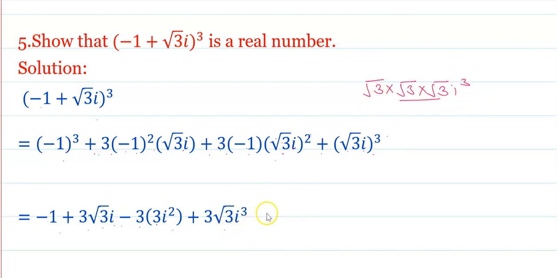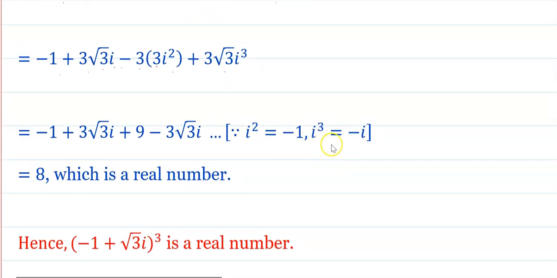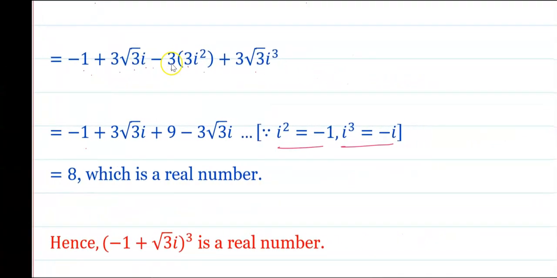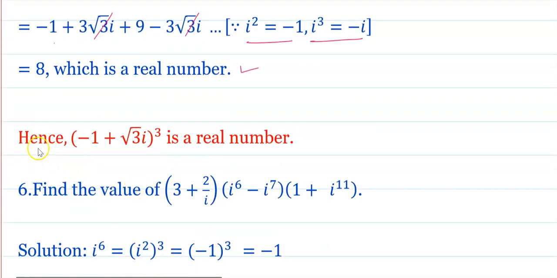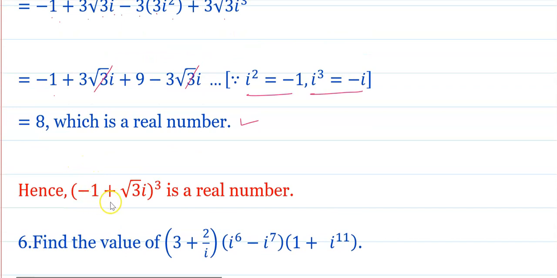Next I cube. Again, I cube means what? Minus I. I square means what? Minus 1. Minus 1 is as it is. Plus minus 1. 3 root 3 I square is minus 1, and this minus and minus that will become plus 3 into 3, 9. Next I cube is minus I, and therefore it is minus 3 root 3I. Now these two get cancelled, and here minus 1 plus 9 you are getting 8, which is a real number, and hence it is proved. Minus 1 plus root 3I bracket cube is a real number.